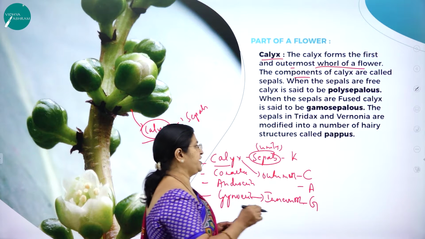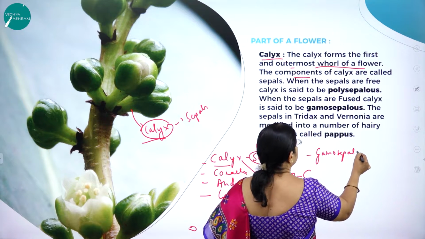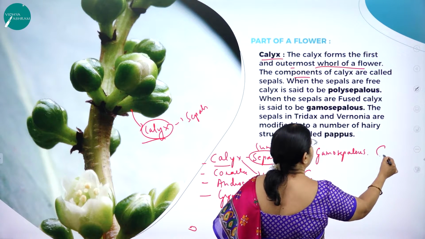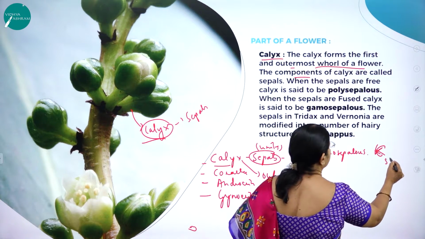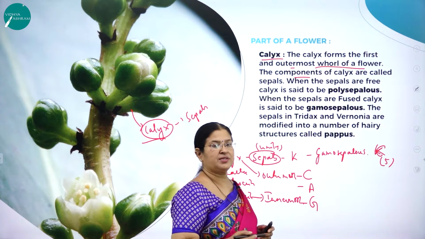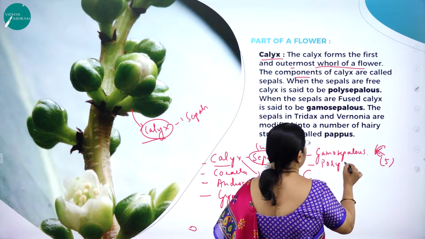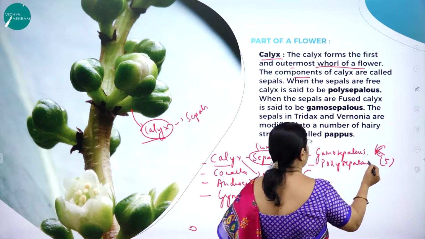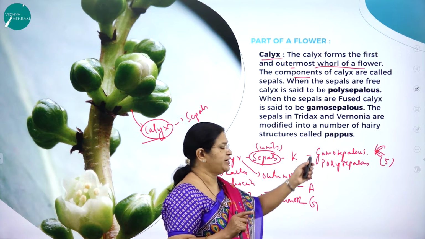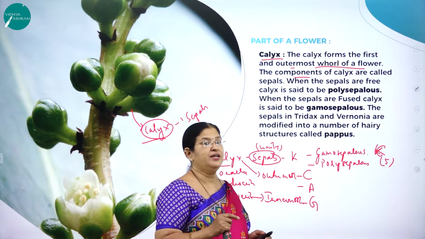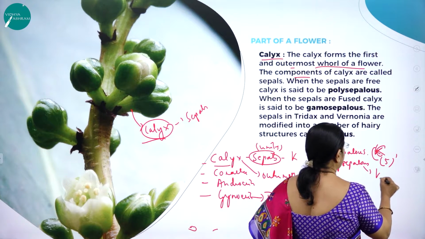When the sepals are fused, we use a word called gamosepalous, and we write K. For example, 5 sepals are there and they are fused. We call it gamosepalous. When the sepals are free, we use a word called polysepalous. I repeat, when the sepals are fused, not free, we call it gamosepalous. When the sepals are free, that means they are not united, then we write K5, just K 5.